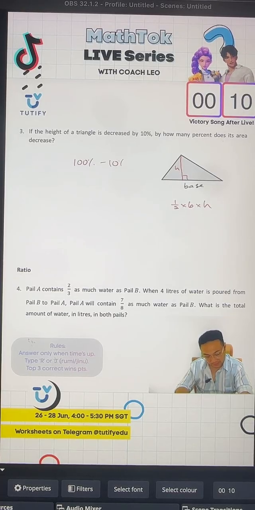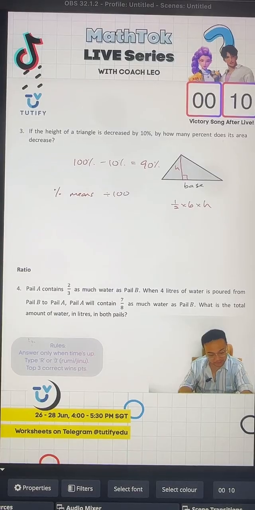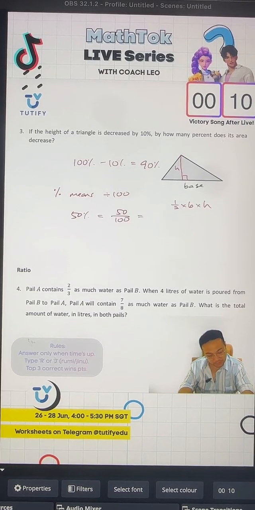If you decrease by 10%, it means that you're going to get 90% only. And by the way, what is the meaning of percentage? Whenever you see the percentage symbol, it means to divide by 100. For example, 50% means 50 divided by 100, which will give you half, right? 20% means what? 20 divided by 100, which will give you 1 out of 5. And what about 90%, students? Okay, so if you are going to have 90%, then that will be 90 out of 100. If you cancel the 0, you get 9 out of 10.